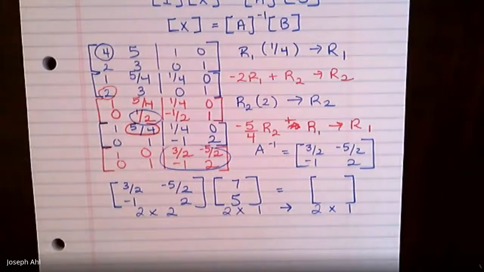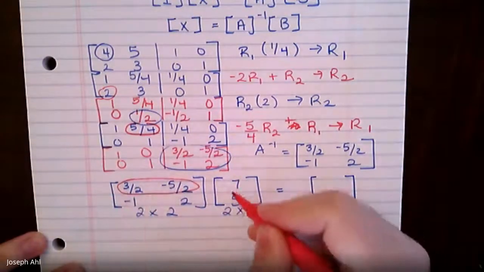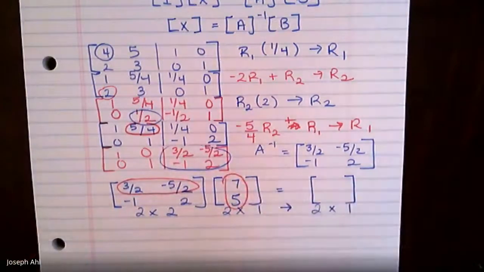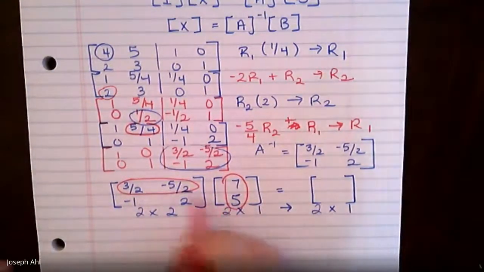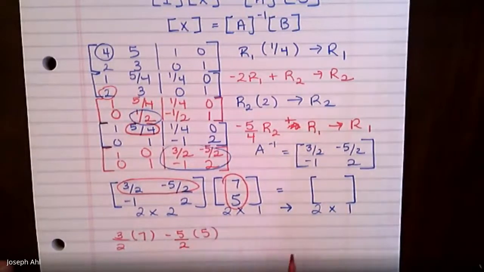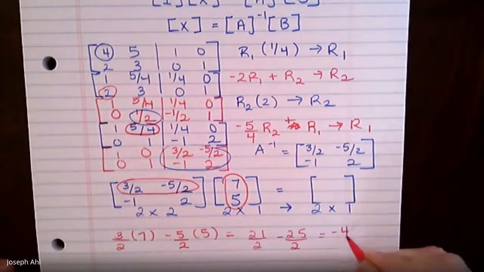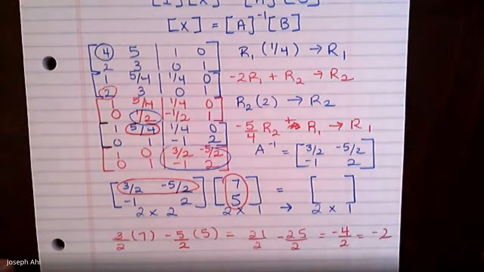So you're going to do the first row times that first column. It's kind of a lengthy problem, guys, but it's a good review of all the processes that we've seen with matrices. So it's going to be 3 halves times 7 minus 5 halves times 5. So that's going to be 21 halves minus 25 halves, which looks like -4 halves or -2.